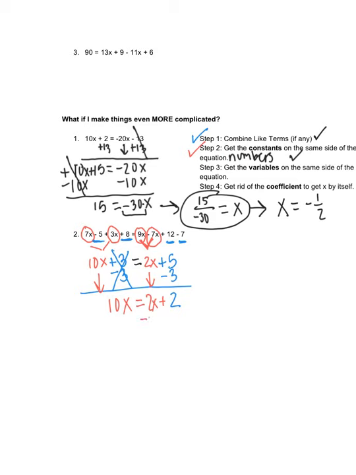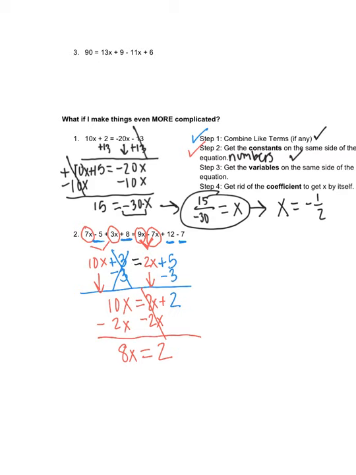That means I'm going to subtract 2x from both sides because it was a positive 2x. Okay, so 2x minus 2x just cancels out. And then I have 10x minus 2x, which is 8x, because 10 minus 2 is 8. So 8x equals 2 is my final part.